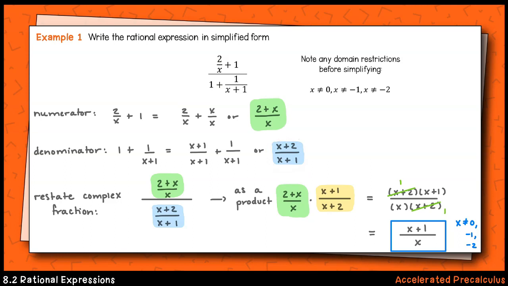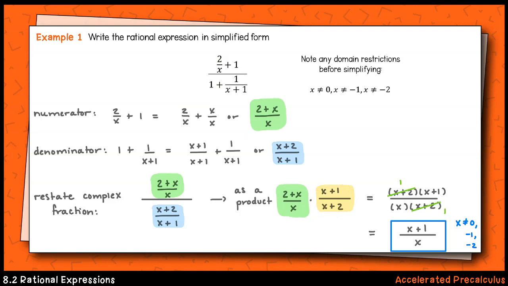What I'm going to do next is go ahead and restate this complex fraction using my new numerator and my new denominator. Then I'm going to rewrite this quotient, that's division, as a product, an equivalent multiplication expression. To do this, I'm going to leave the numerator alone and multiply by the reciprocal of the denominator. So that will be x plus 1 over x plus 2.